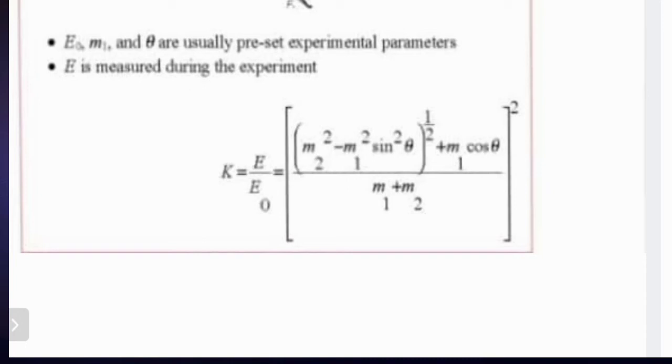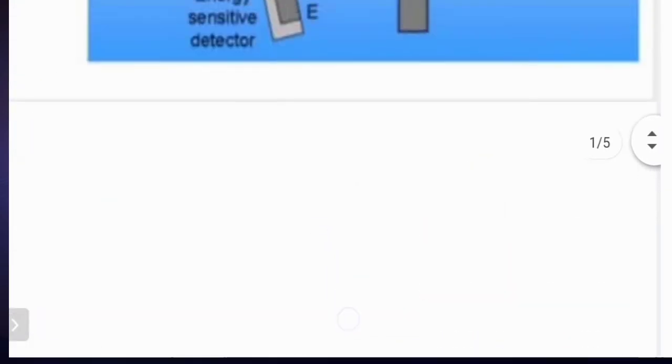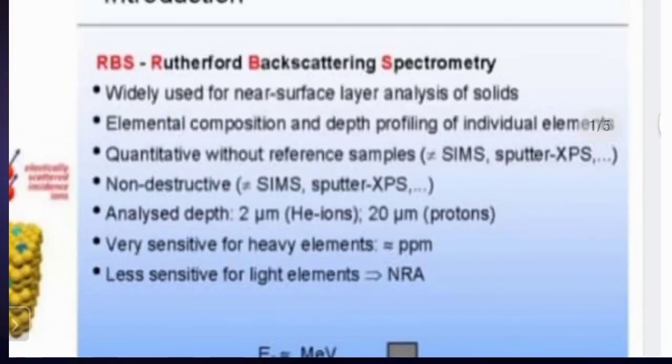By using this formula you can simply determine the mass. So this is the basic principle. This is again what qualitative analysis means: you can determine the mass. So mass will be directly related to qualitative analysis. For quantitative analysis or for the depth profiling technique, this also can be useful when we use hydrogen as the source.